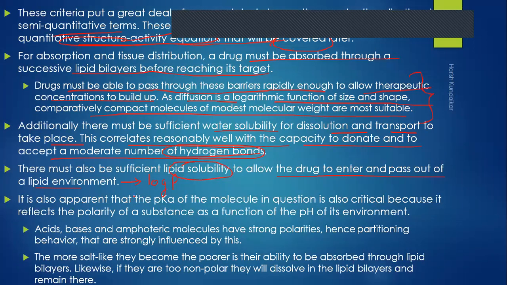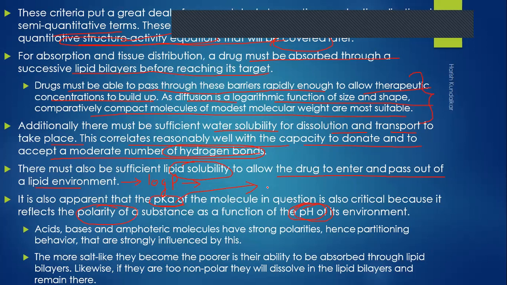Okay, so it is also apparent that the pKa of the molecule in question is also critical because it reflects the polarity of the substance as a function of the pH of the environment. So log P is a very simple term. It is just the partition coefficient. But if we have to talk about the partition in terms of the pH of the surrounding of that molecule, of the drug, then we have to talk about this term pKa. pKa is nothing but the acid dissociation constant.